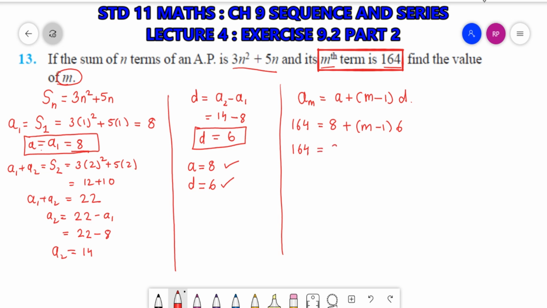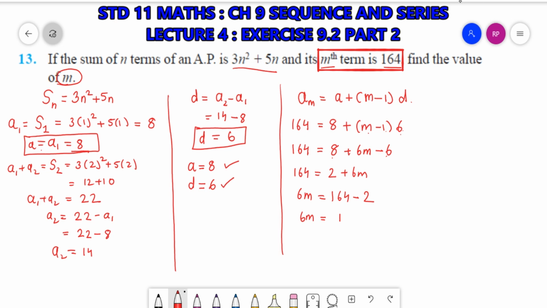164 equal to 8 plus m into 6, it will be 6m, minus 1 into 6, it will be minus 6. 164 equal to 8 minus 6, that will be equal to 2 plus 6m. Okay, so 6m will be equal to 164 minus 2.